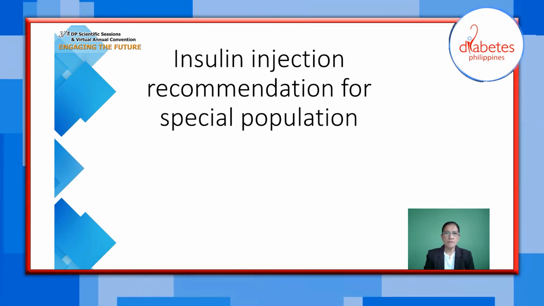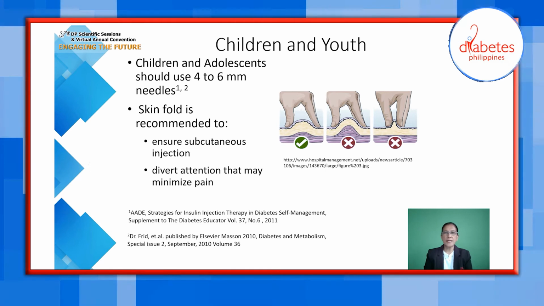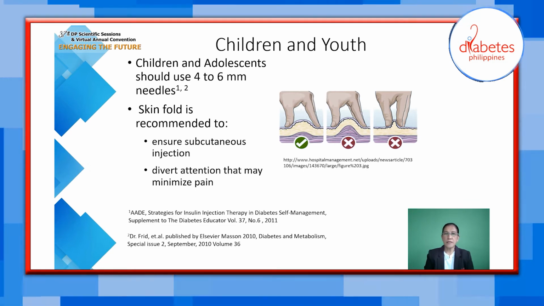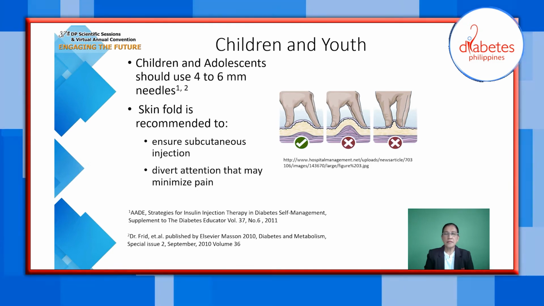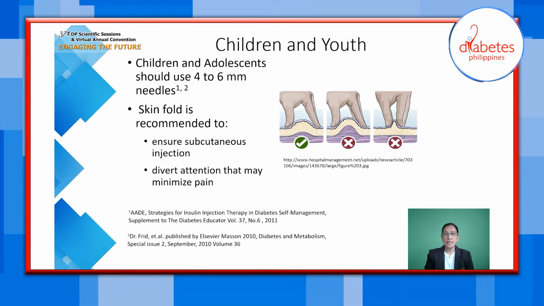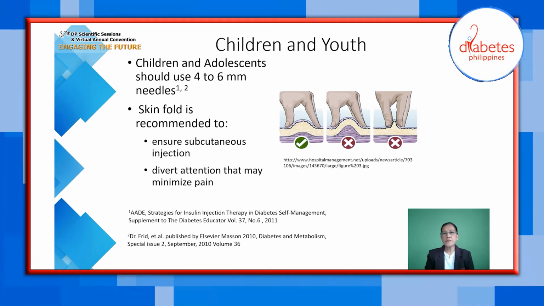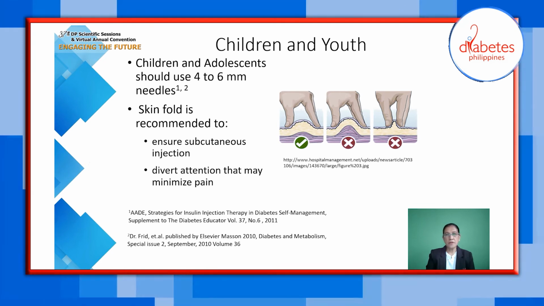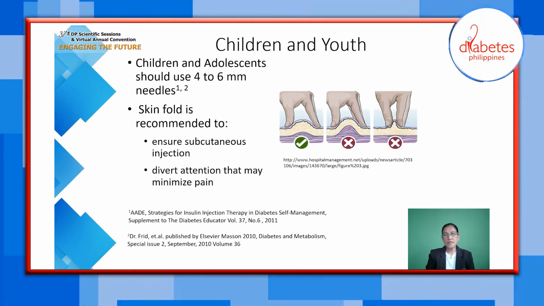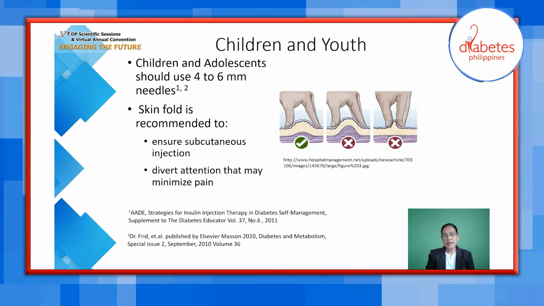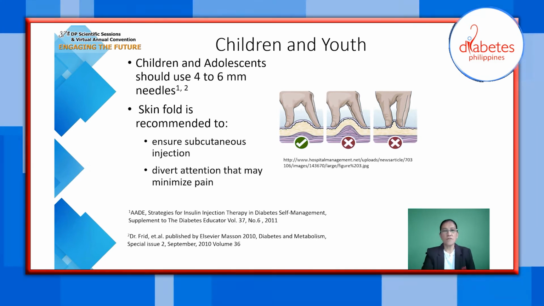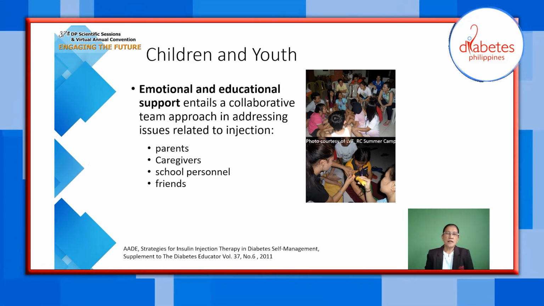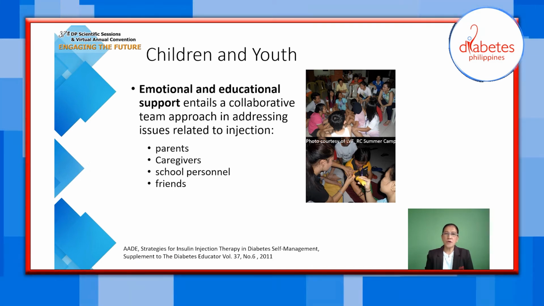Injection recommendation for special population. Now we go to children and youth. It is recommended to use the 4 to 6 millimeter needles, and the skin fold is recommended for 2 reasons: to ensure that the insulin being injected is in the subcutaneous tissue, and also sometimes we use the skin fold to divert the attention of the children or the youth or the young people, because sometimes even if they have been using insulin for a long time, they are afraid to do that, and using the skin fold may divert the attention of the child. Sometimes we have to address some of the barriers through a collaborative team approach.